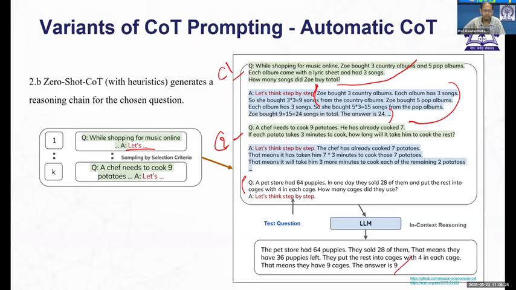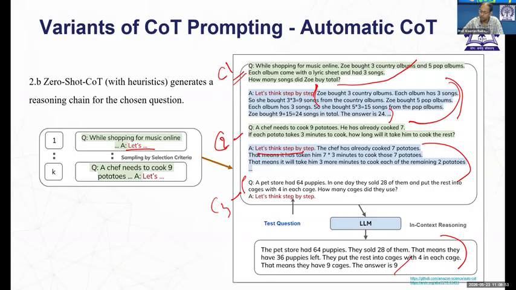So what is the advantage out of this? This zero-shot chain of thought generates a reasoning chain for the chosen question. Okay, so you are selecting this from these different clusters, and you are adding this, let's think step by step, and you are getting this reasoning process directly from the LLM. And interestingly, this reasoning process helps to get you the correct answer for this complex kind of problems. So this is called the automatic chain of thought.